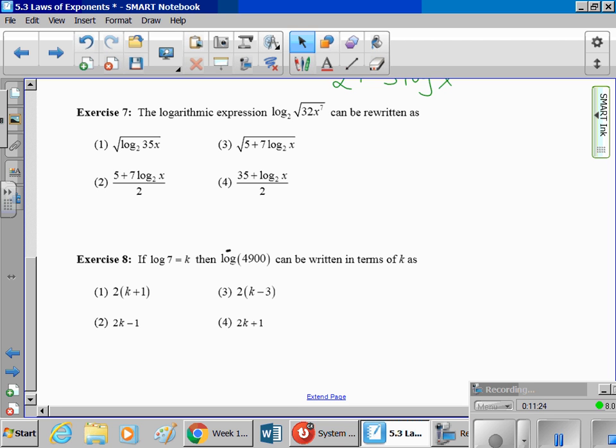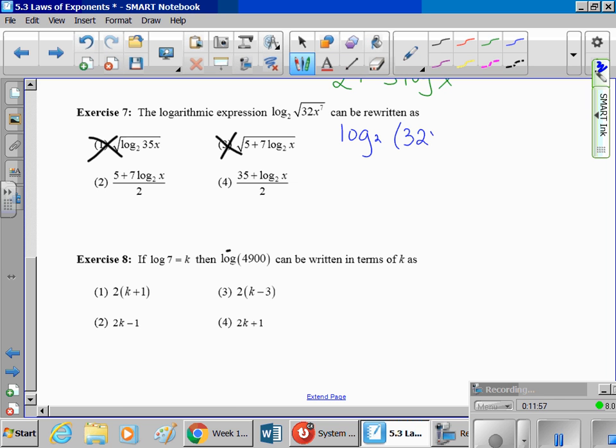The logarithmic expression log base 2 of the square root of 32 x to the 7th can be rewritten as. Now, let me remind you that you are never going to have a logarithm under a square root sign. So right away, I can take these two out. I know they're not my answer, but let's see why they're not our answer. So we have log base 2, so we're going to rewrite this. And beware when you rewrite this because this gets a little bit tricky. So this is log base 2 of 32x to the 7th, the whole thing raised to the 1/2 power.